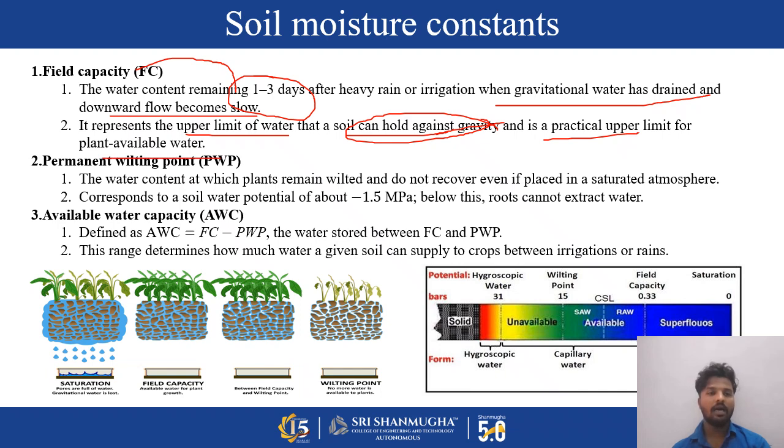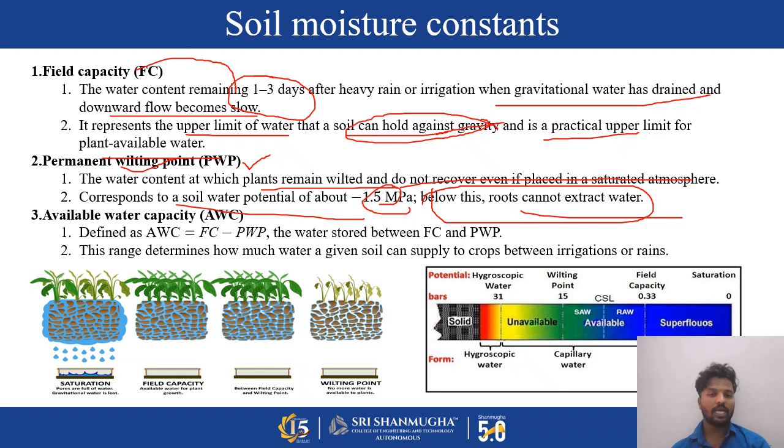Then the next one is the permanent wilting point, the PWP, the water content at which plants remain wilted and do not recover even if placed in a saturated atmosphere. This corresponds to a soil water potential of about minus 1.5 megapascal. This is very important. Up to the PWP potential range, the roots can absorb water. Below the permanent wilting point, roots cannot extract water from the soil.